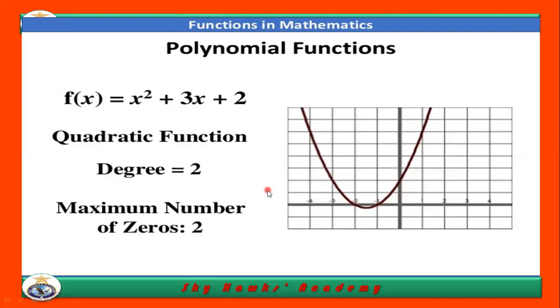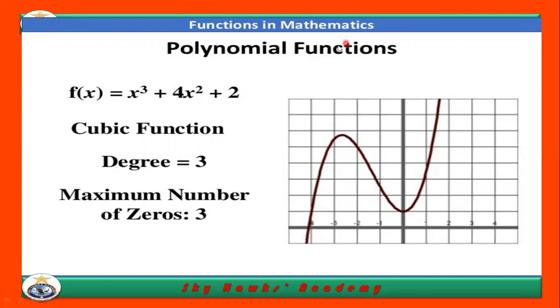Sometimes only the graph is given and you are asked to find the maximum number of zeros and the degree. Because it's a parabolic shape, you can state it's degree 2. It is touching the axis twice, so you can say the number of zeros is 2.